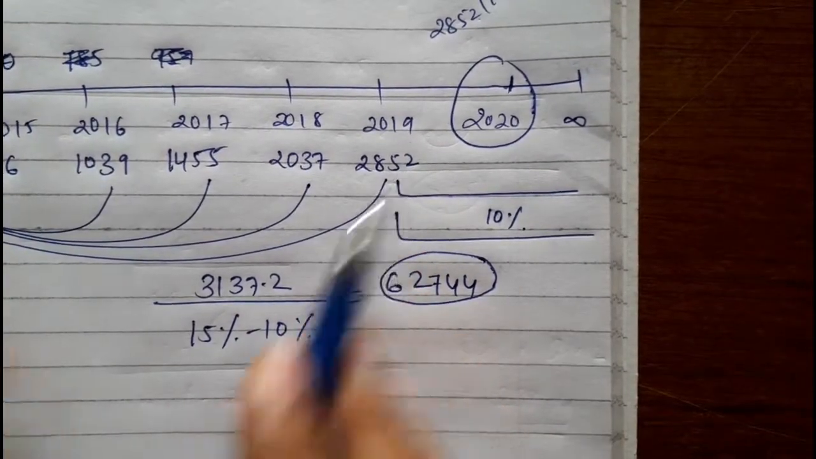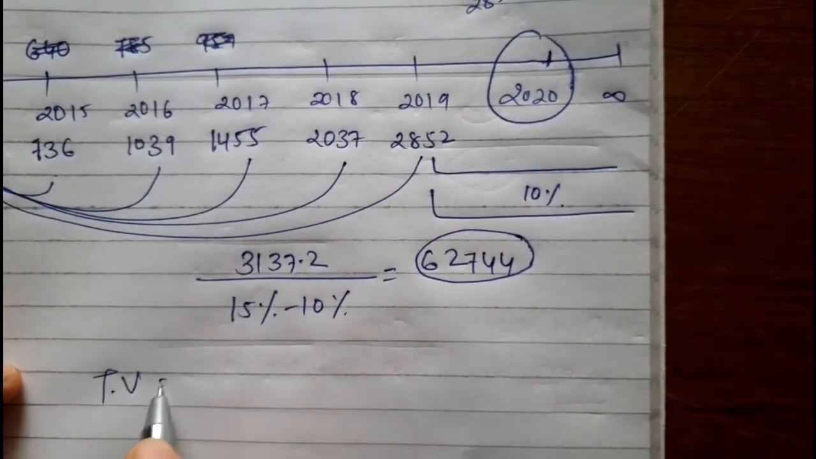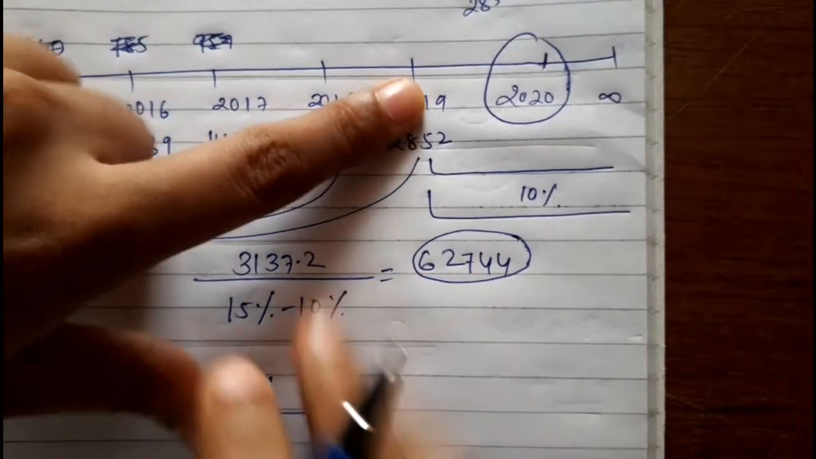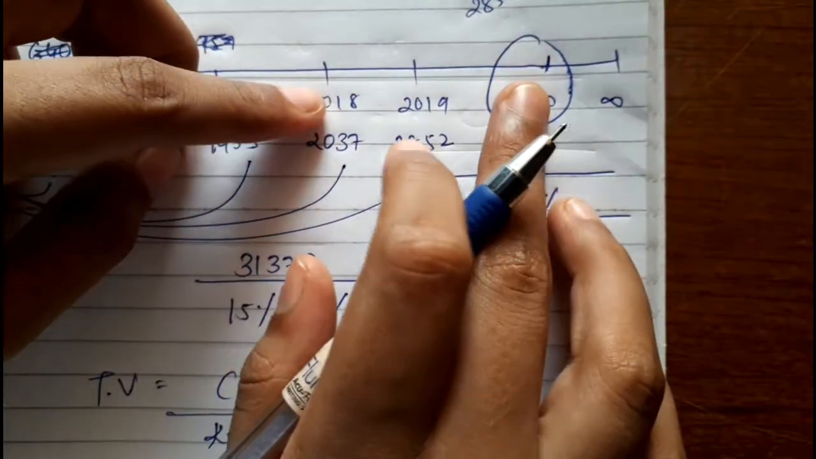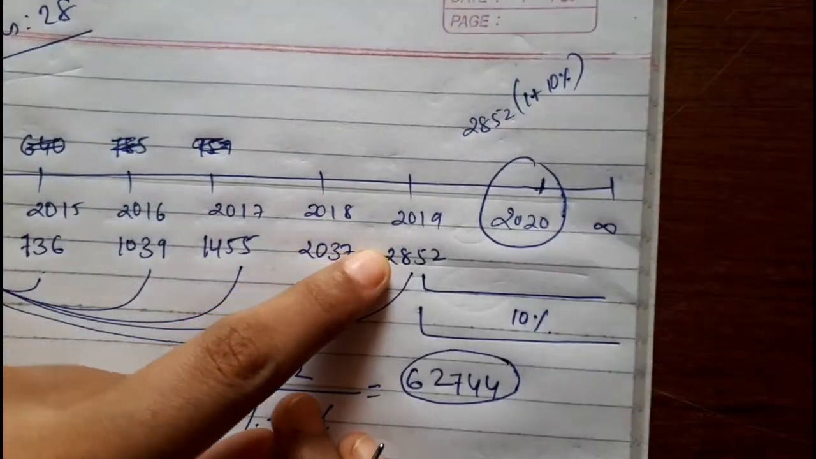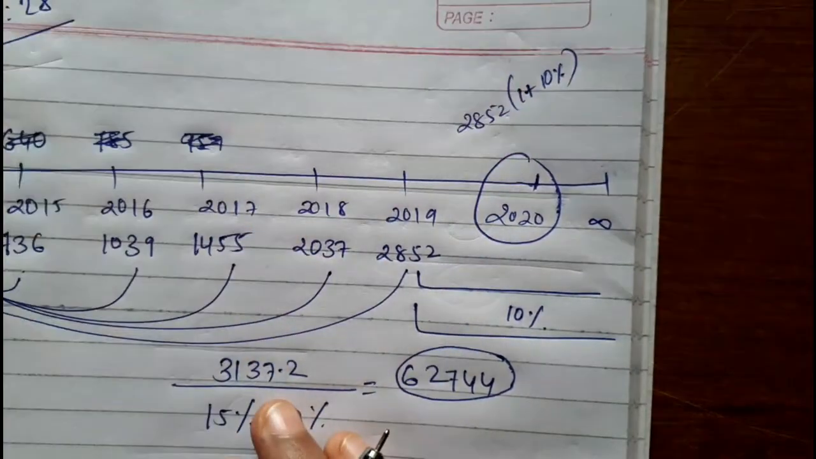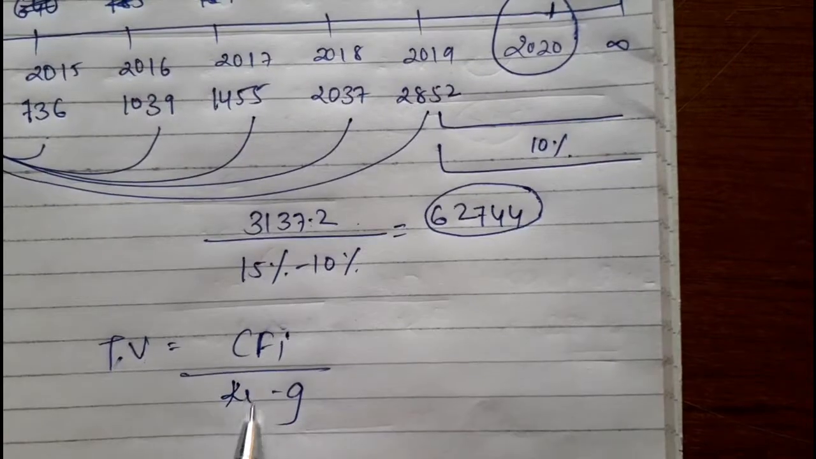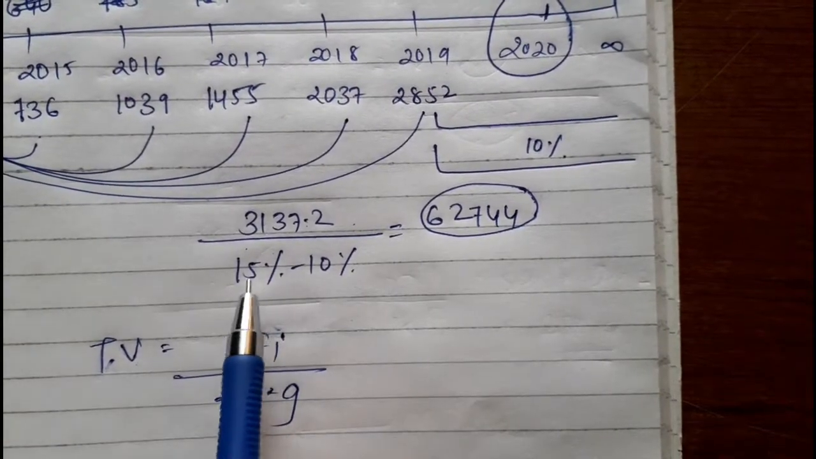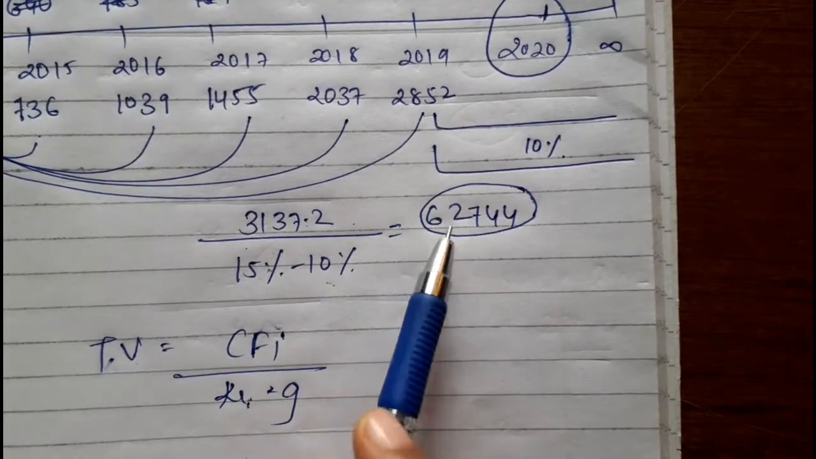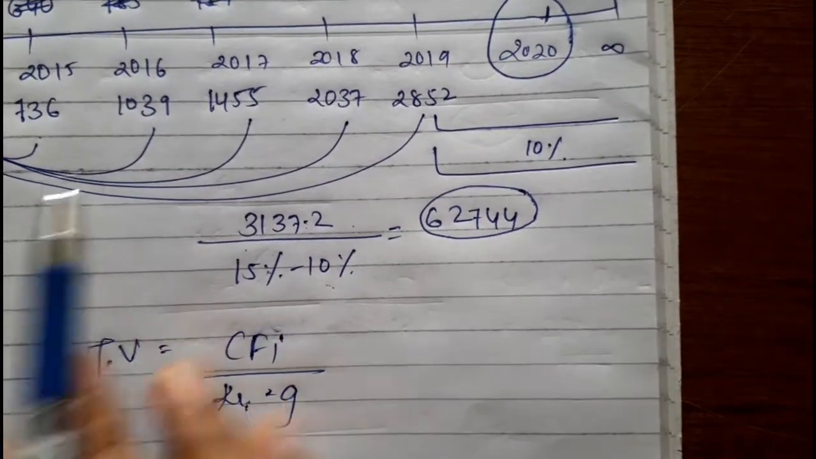For finding the terminal value, we have the formula CF1 divided by KE minus G. So CF1 from 2019, so it would be this year. How could this year be found? 2019 multiplied by 1 plus the growth rate of 10%. So we'll get 3137.2. Putting this into the formula, the value is 15% minus 10% growth rate, which is going to give 62744. So we have arrived at the values.